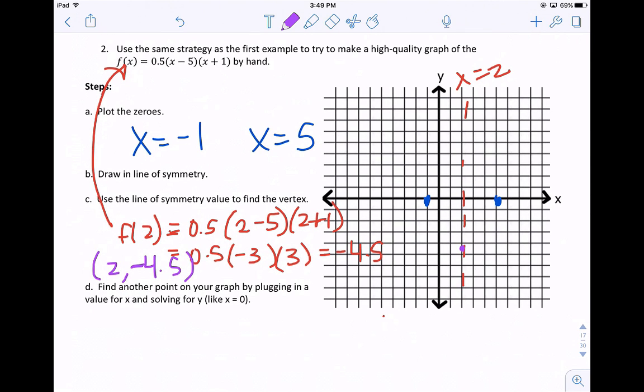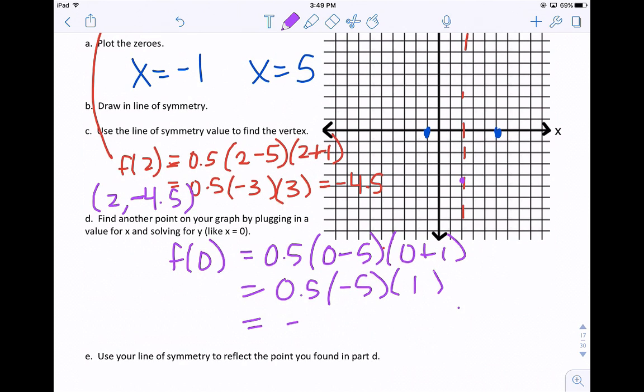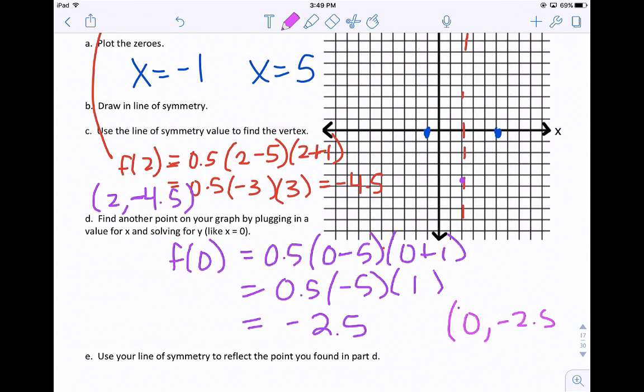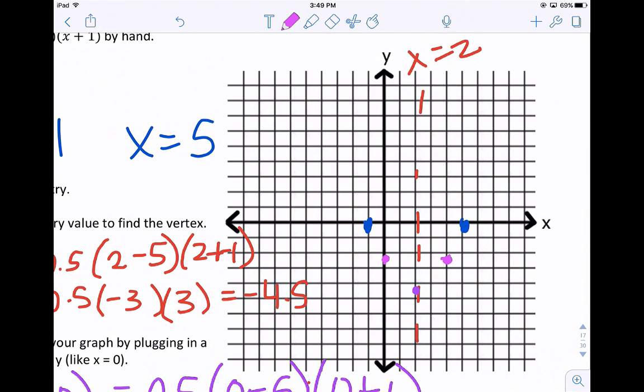Let's plug in any other point value for x. So let's say x equals 0 and solve for the y value. So f of 0 will be 0.5 times 0 minus 5 times 0 plus 1. So this will be 0.5 times negative 5 times 1. Half of negative 5 is negative 2.5. And so we're going to plot the point 0, negative 2.5. 0, negative 2.5 is right there. Using our line of symmetry, we'll just go the other direction and plot that point. And now we can connect these in a smooth curve. And we've made a high quality graph.